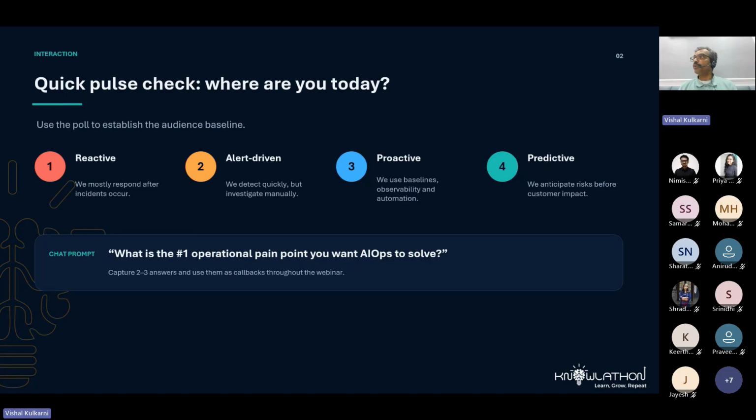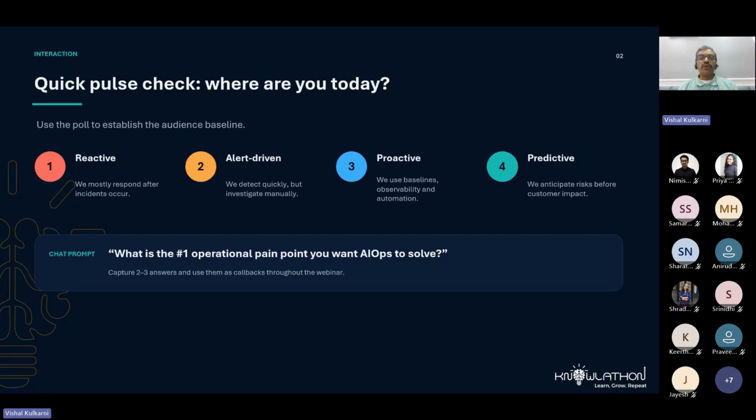We are moving beyond monitoring. We are inclined more towards observability, and we pretty much have the automation. And predictive, a typical example being Netflix's Chaos Monkey, is when we anticipate the risk before it really creates an impact on the customers.